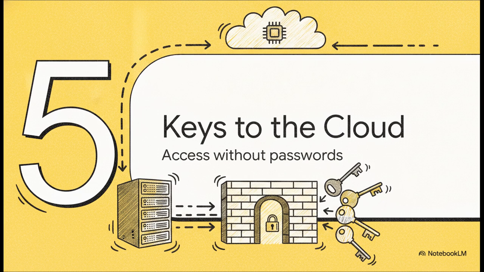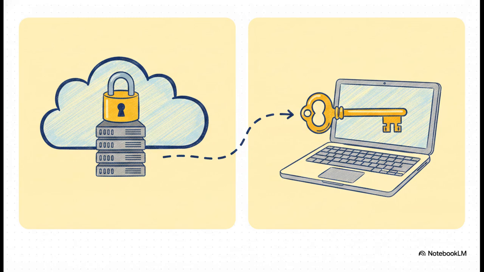Next up, Section 5, the keys to the cloud, secure access without passwords. So you've built the server and punched a secure door through the firewall on port 22. How do you actually get through it? Well, AWS doesn't use standard typed passwords for Linux servers by default, because honestly, they're way too vulnerable to automated hacking bots. Instead, they use a clever cryptographic system called a key pair.